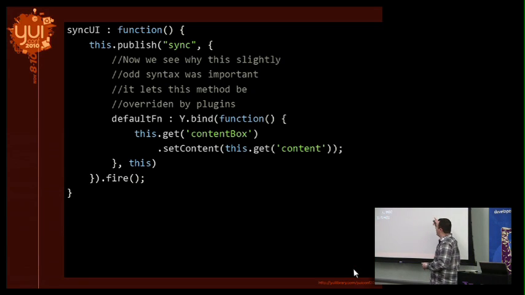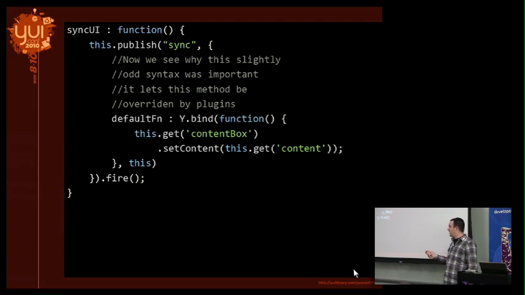So here's sync UI again, and I added a long comment to explain why it's got that weird syntax. But what we're doing is we're publishing a custom event, sync, from sync UI. And instead of just publishing a custom event and leaving it at that, and then firing it every time we call this function, we set a property on it, and that property is defaultFn, for default function. This is the function that will be executed when this event is fired and nobody prevents the default action from happening.